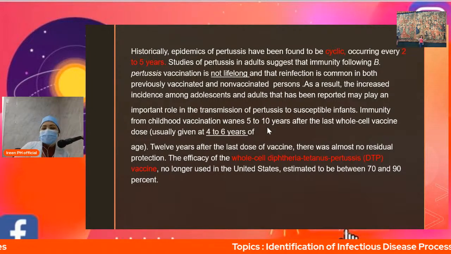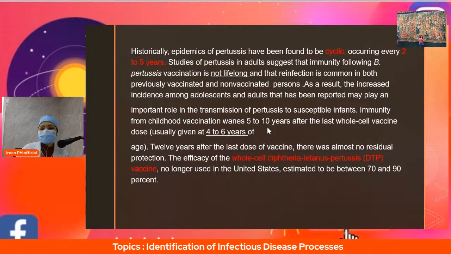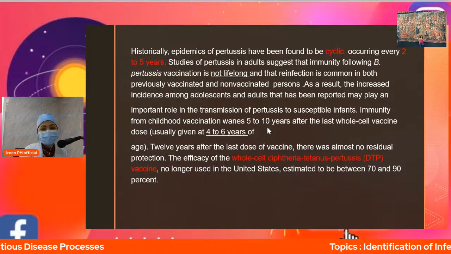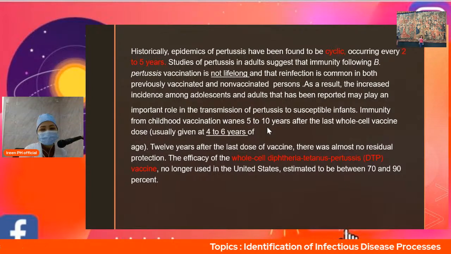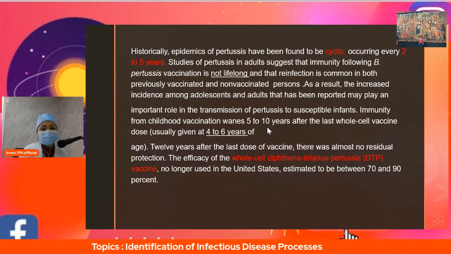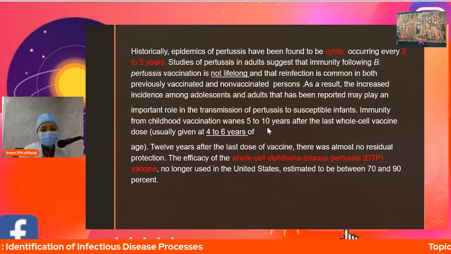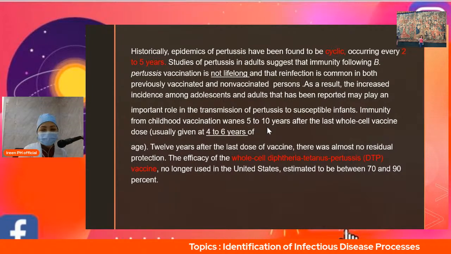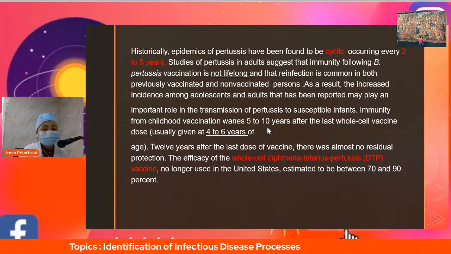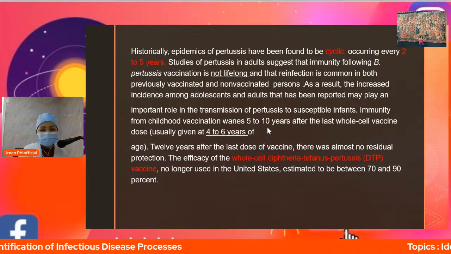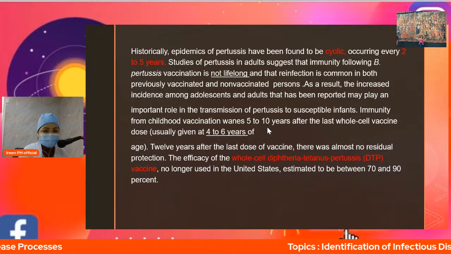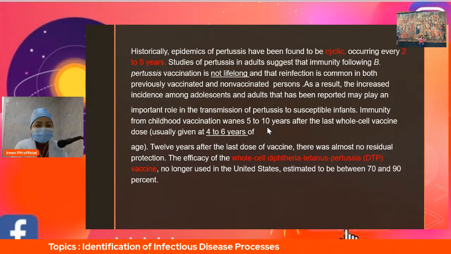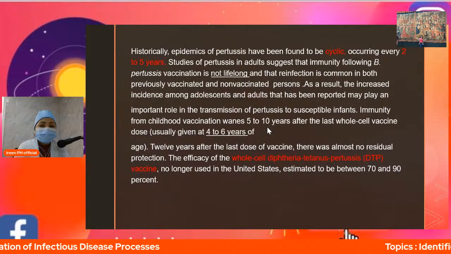Historically, epidemics of pertussis have been found to occur cyclically every 2 to 5 years. Studies of pertussis in adults suggest that immunity following pertussis vaccination is not lifelong and that reinfection is common in both previously vaccinated and non-vaccinated persons. As a result, the increased incidence among adolescents and adults that has been reported may play an important role in transmission of pertussis to susceptible infants.